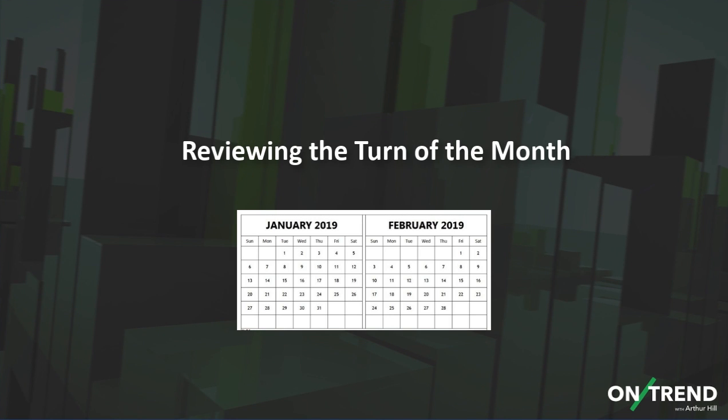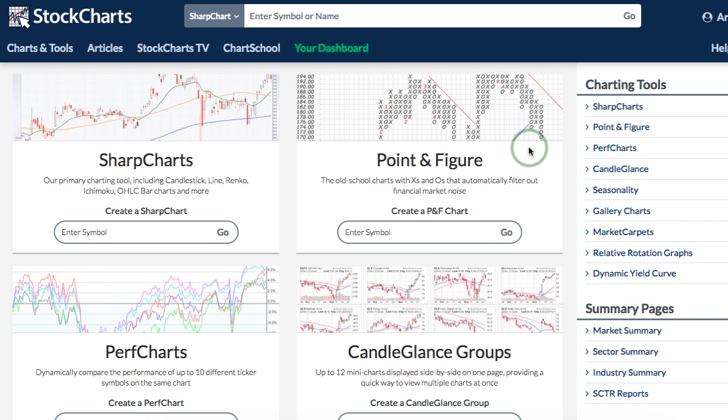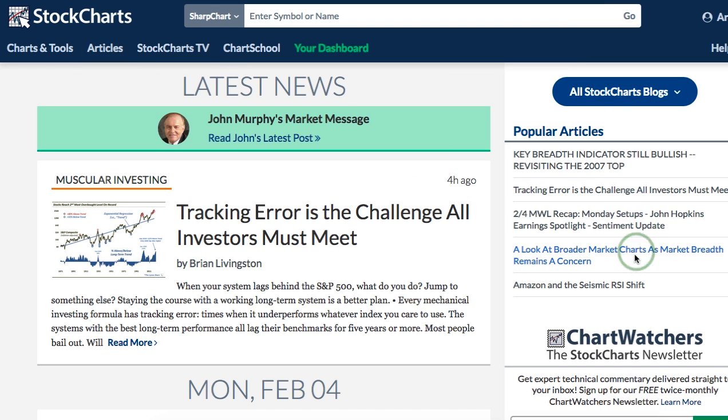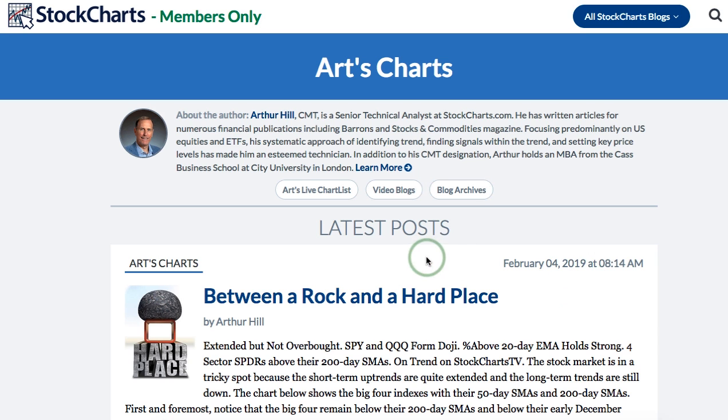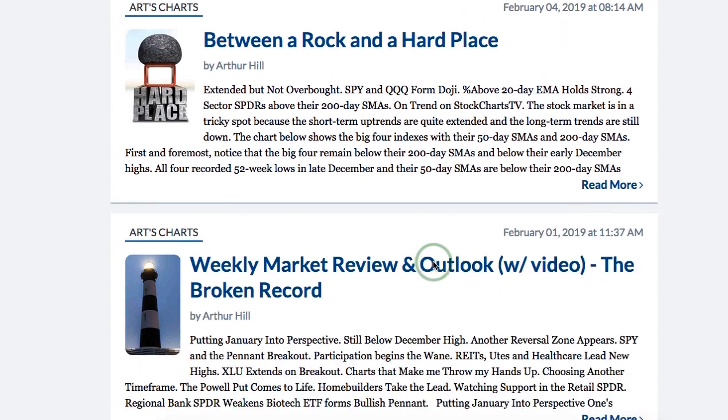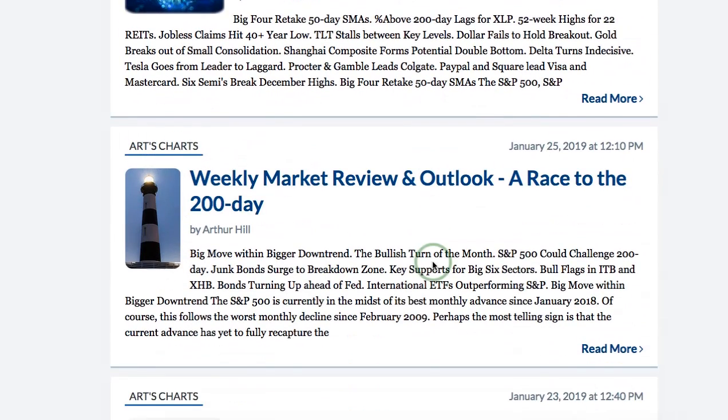We're going to start with the turn of the month because the 8-day turn of the month period ends on Wednesday. I wrote an article on the 25th of January featuring the turn of the month strategy, and that can be found on Arch Charts. There's an articles link at the top of every web page, and you see the All Blogs link on the right. And if you scroll down, you will see a link for Arch Charts. And yes, it is behind the paywall. It is for members only.